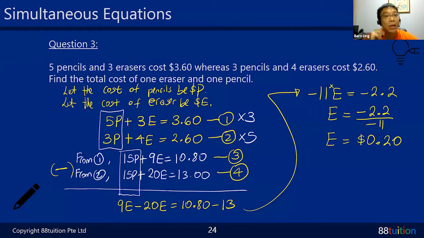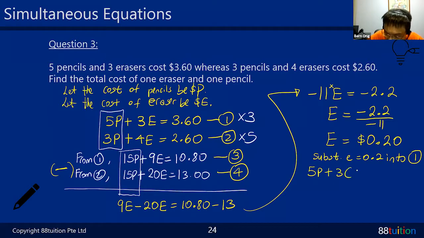Can you see? So now if you have 0.20 for E, can you go find pencil? Sure. You substitute E as 0.2 into, let's say, equation number 1. All right, just for fun. So 5p plus 3e. E is what?